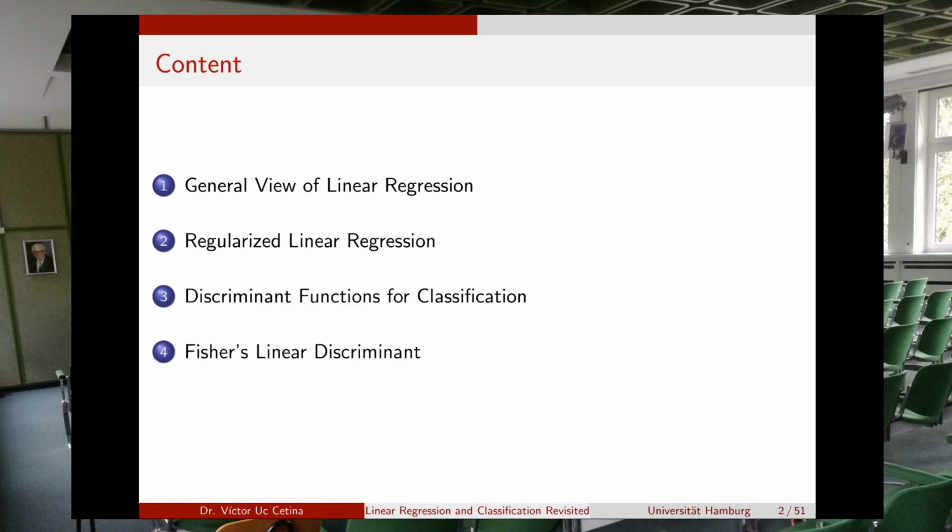So this presentation will be divided in 4 parts. A general view of linear regression. Then I will talk about regularization in the case of linear regression. After that, I will discuss discriminant functions for classification and what is the best way to implement this when you have multiple classes. And finally, I will describe one special linear discriminant method, which is called Fisher's linear discriminant.